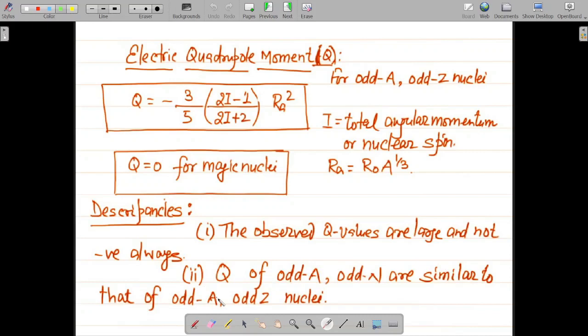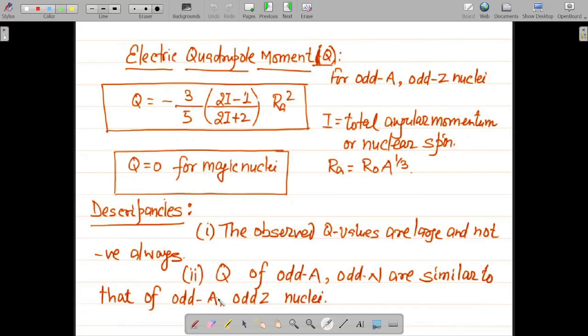But experimentally it is found that if a nucleus has odd A, odd N instead of odd A, odd Z, suppose the number of neutrons is odd instead of the number of protons, but the atomic mass number is odd itself, then the value of Q for odd A, odd N is similar to that of odd A, odd Z. So the electric quadrupole moment of odd A, odd N nuclei is similar to that of odd A, odd Z nuclei. This thing you must remember.